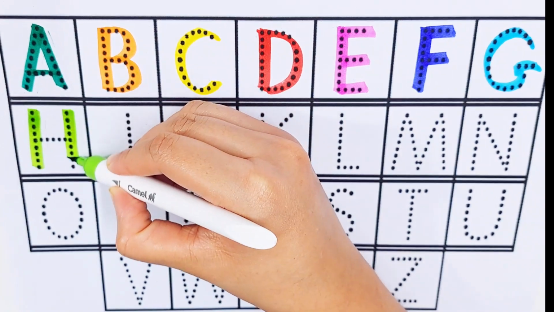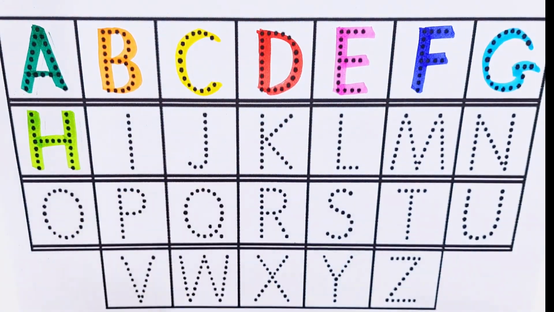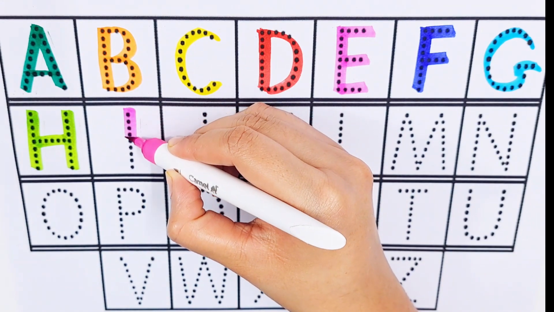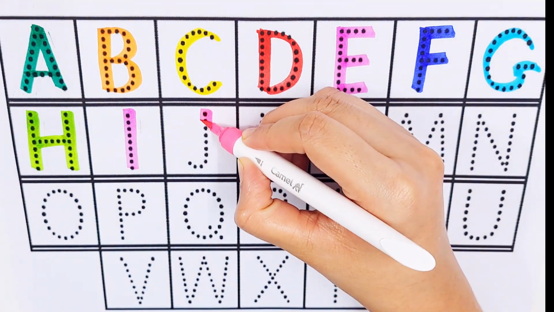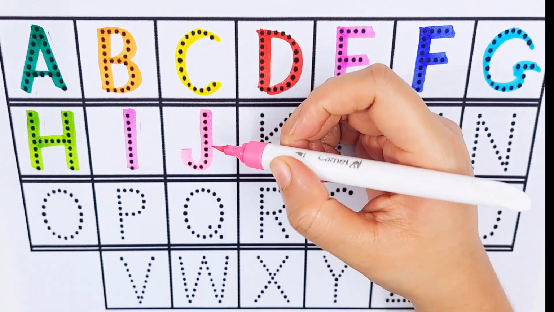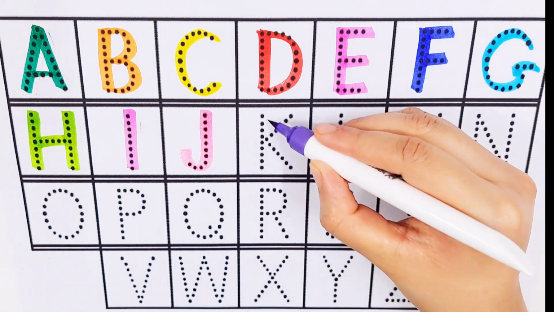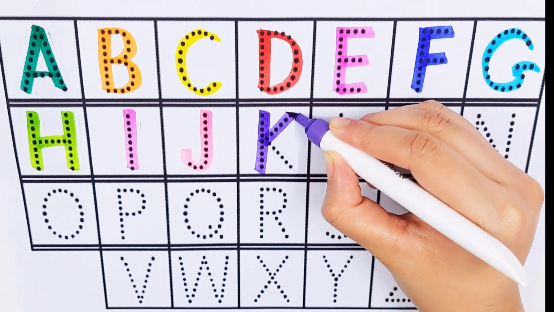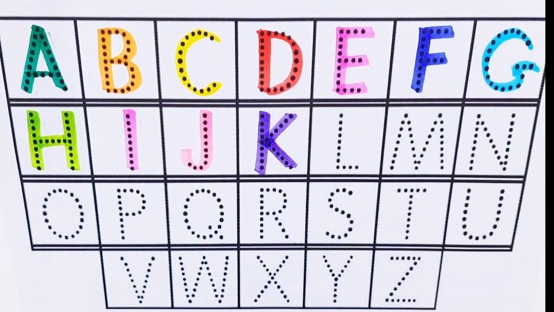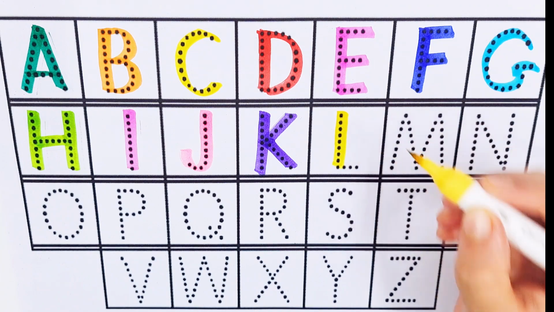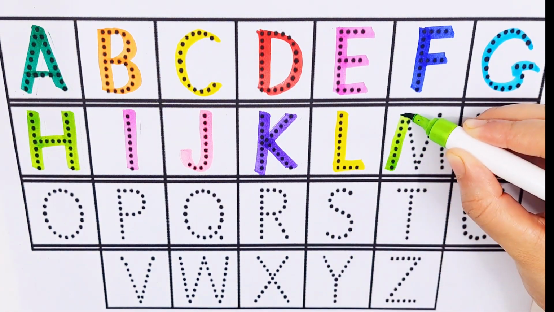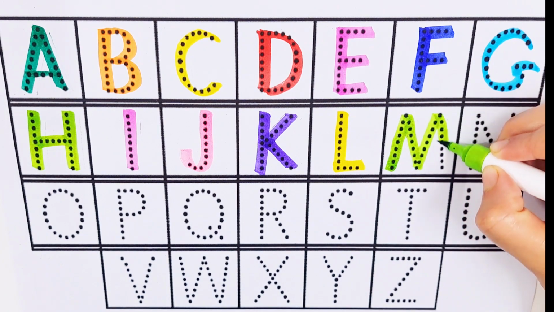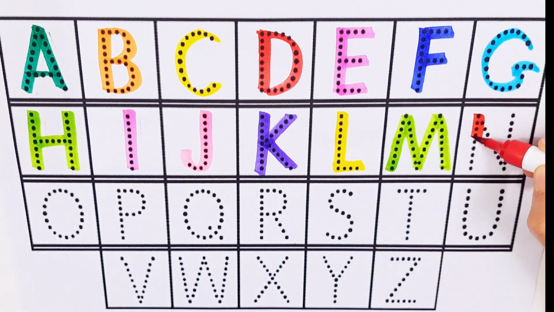H. H for horse. I. I for ink. J. J for jam. K. K for king. L. L for lips. M. M for mango. N. N for news.